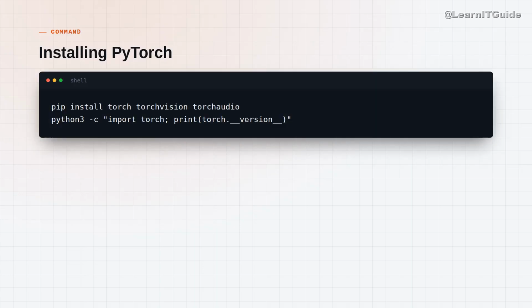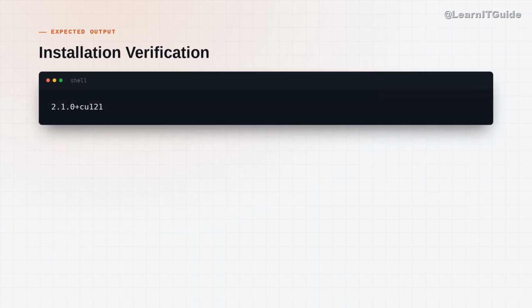We need to install the core library. Use the pip command shown on screen to pull in the PyTorch suite. After the installation completes, run the second command to verify that the library is correctly imported and reporting the right version. If you see the version number printed, you are ready to move on. Perfect. Let us get into the core concept of attention. This is the expected output. If you see a version number like this, your environment is correctly configured. If you see an import error instead, go back and ensure your virtual environment is activated.